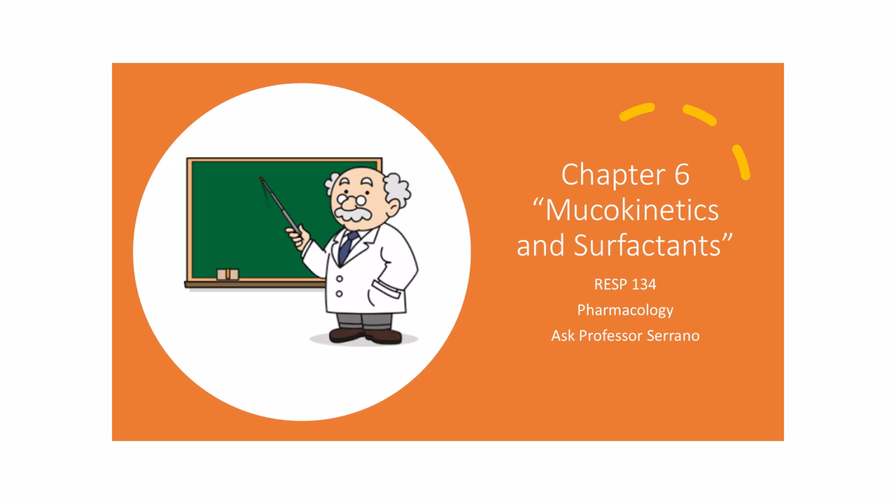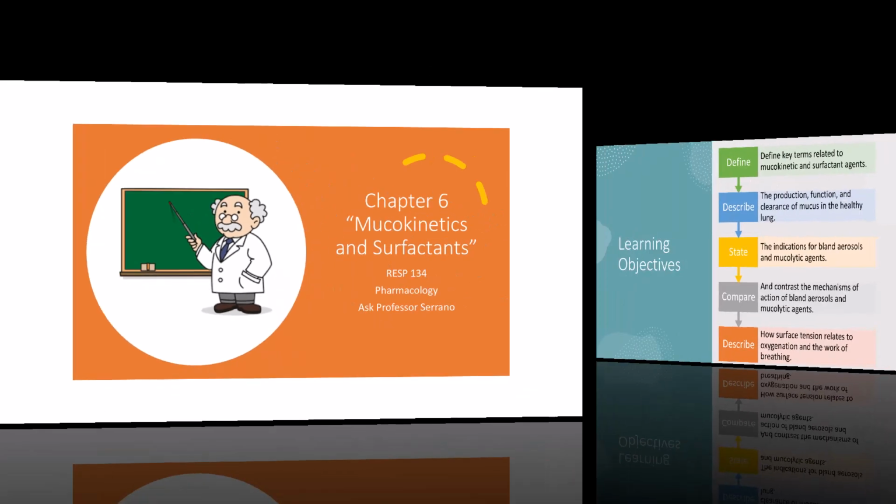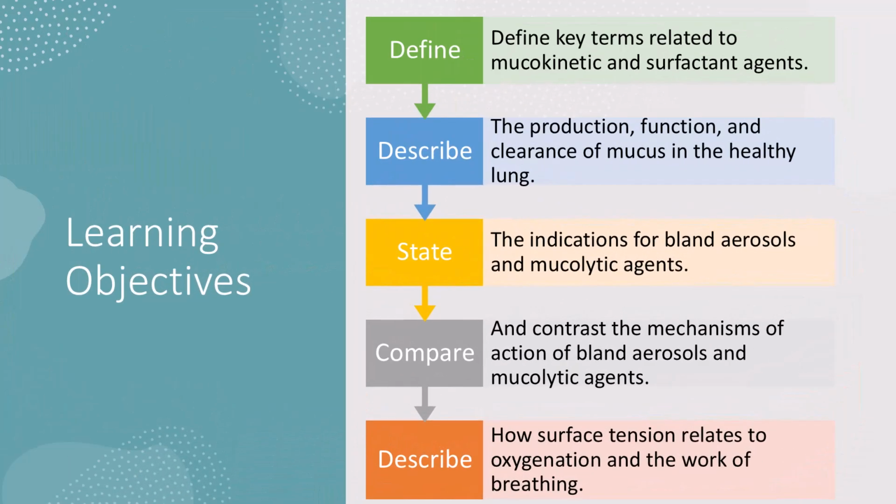Hello class. Today we will be covering Chapter 6, Mucokinetics and Surfactants. The learning objectives for this chapter are: define key terms related to mucokinetic and surfactant agents.